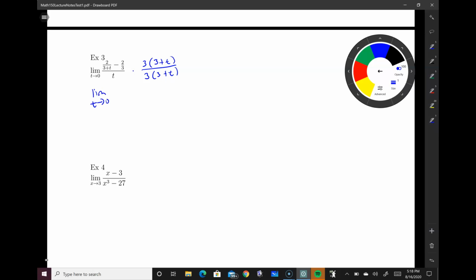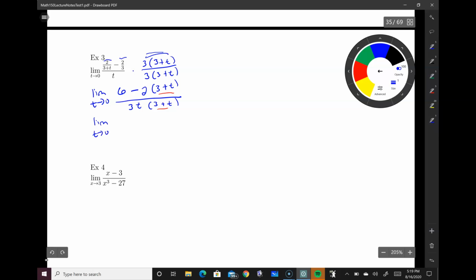If I multiply this times this, the 3 plus t's cancel, so I'm left with a 2 times a 3, or a 6, minus, if I multiply this times this, the 3's cancel, so I'm left with a 2 times a 3 plus t, all over 3t, 3 plus t. You cannot cancel these two, correct? That would be really bad math, so don't do that. Instead, I'm going to take the time and multiply out the numerator.